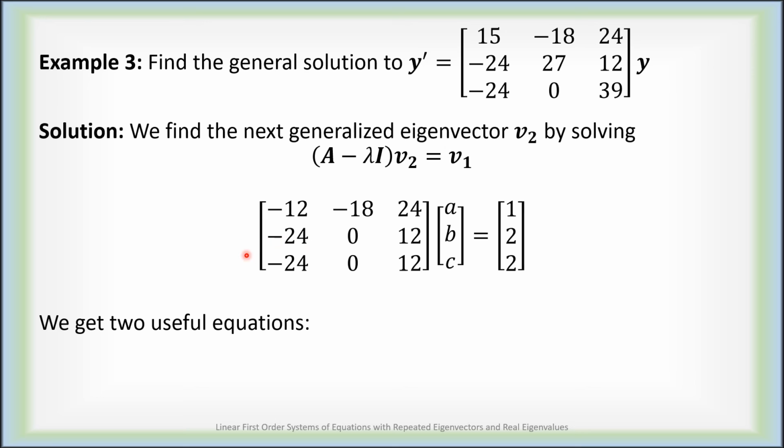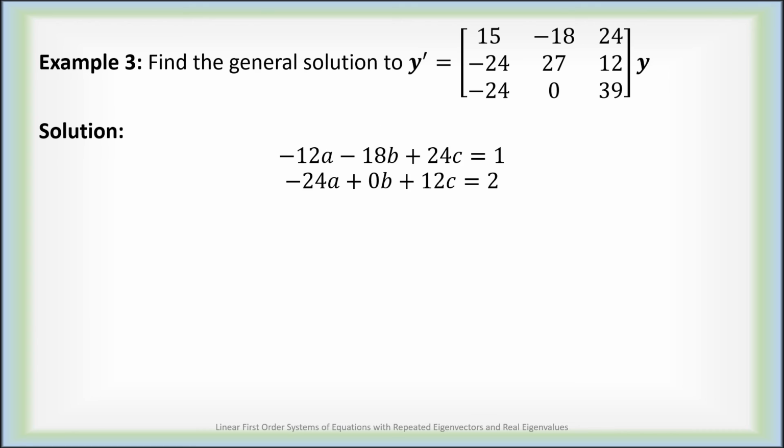Notice, by the way, that the second and third rows will give us exactly the same information. But the first and second rows give us these two equations. So negative 12a minus 18b plus 24c must equal 1, and negative 24a plus 12c must equal 2. So we've got these two equations, and we're just looking for any solution to them.